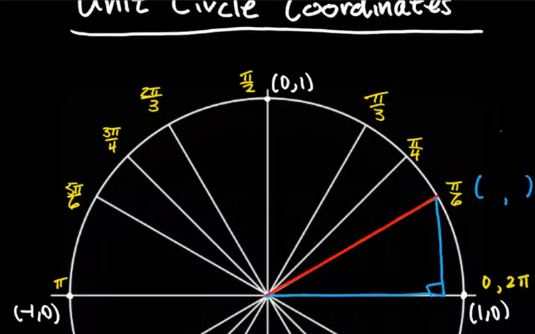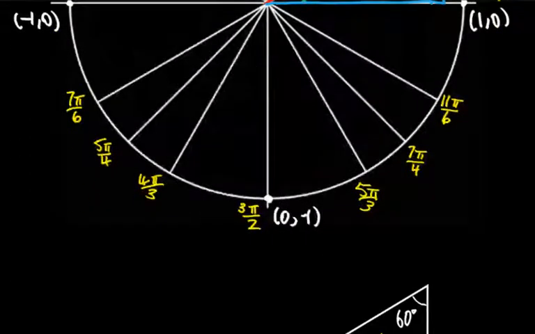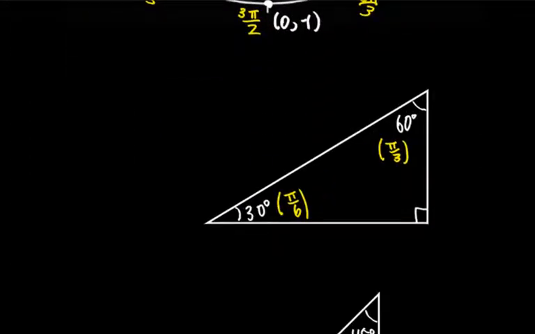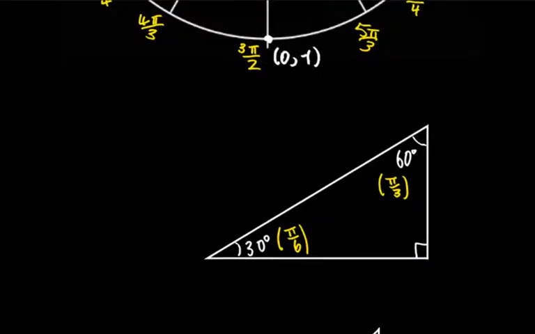So let's look at what this is. This is pi over 6 radians, right? So that means the angle over here is pi over 6 radians, otherwise known as 30 degrees. Alright, so why is that relevant? Well, if we go down here and look at this, this is a 30, 60, 90 triangle. You're familiar with this, you've seen this before.